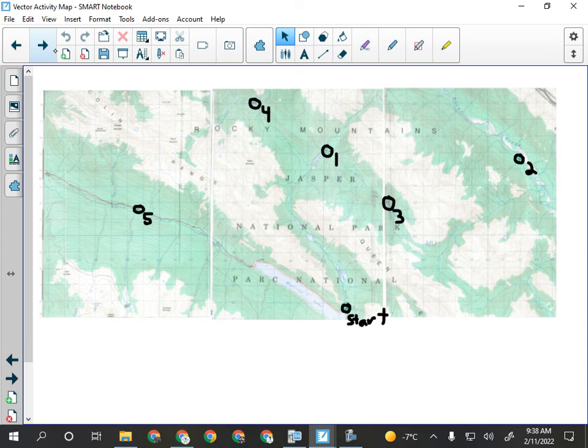Now, in some cases, you're also going to see on the map a hashed line. That indicates a path. So if there's a path running from one to another, you can walk on the path. If there isn't, then you'll have to bushwhack. That is, blaze your own path, which will make you go a little bit slower. So these are all things that we're going to have to consider when we're planning our route.